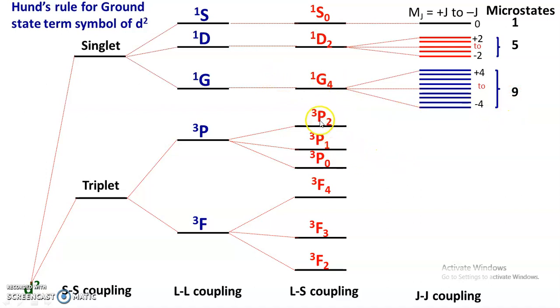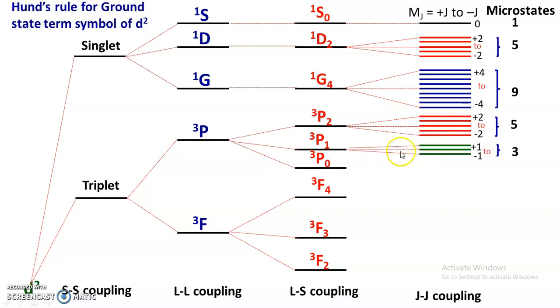Similarly for 3P2, as J is equal to 2, 5 microstates or mj values are possible, that is plus 2, plus 1, 0, minus 1, minus 2. 5 microstates are possible for 3P2. For 3P1, 3 microstates or mj values are possible, that is plus 1, 0, minus 1. Similarly for 3P0, there is only one mj value, that is 0.